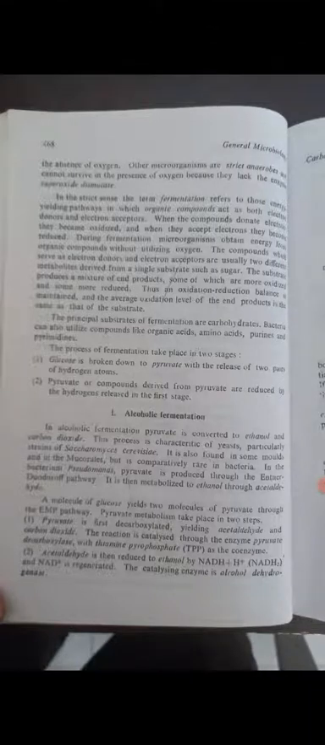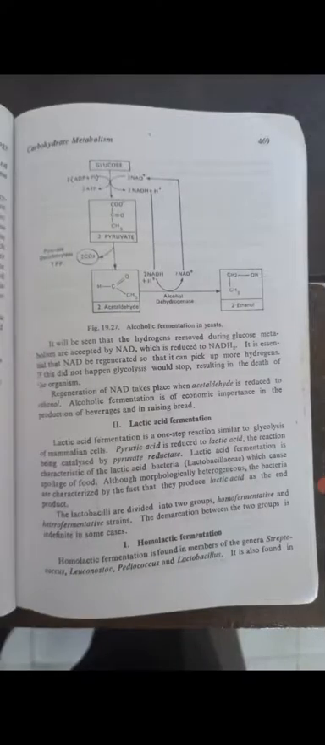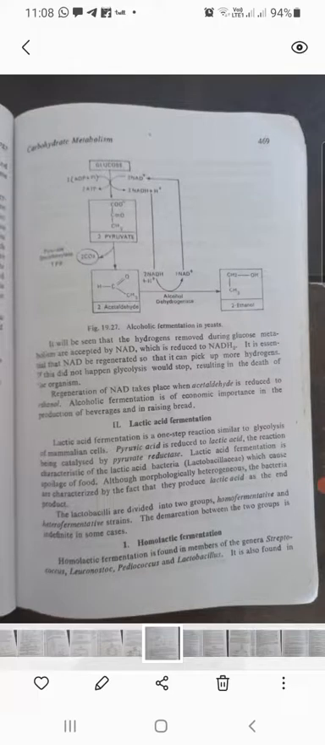Acetaldehyde is reduced to ethanol by NADH2, and NAD is regenerated. The catalyzing enzyme is alcohol dehydrogenase. It will be seen that hydrogen is removed during glucose metabolism and accepted by NAD, which is reduced to NADH2. It is essential that NAD is regenerated so that it can pick up more hydrogen. If this does not happen, glycolysis would stop, resulting in the death of the organism. Regeneration of NAD takes place when acetaldehyde is reduced to alcohol.